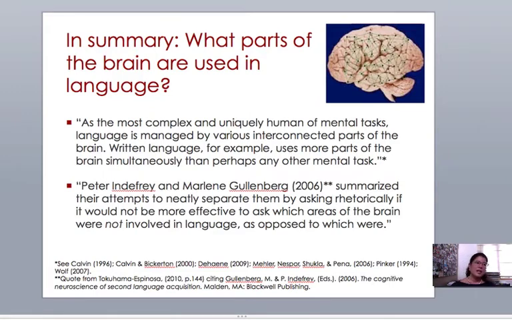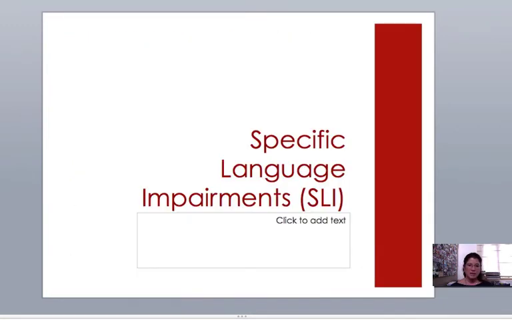And as we'll see in the second video, writing in a foreign language actually uses more parts of your brain simultaneously than almost any other activity that's been documented to date.